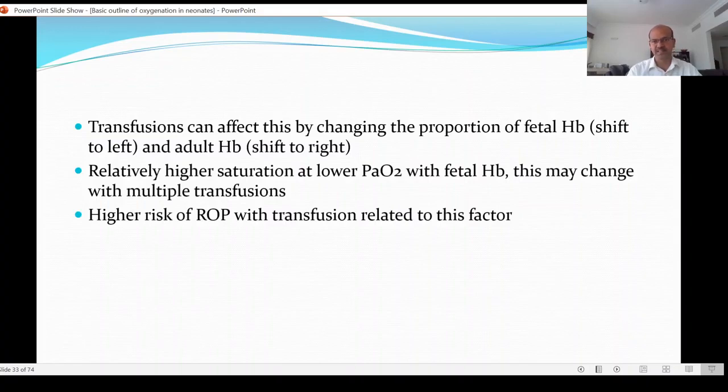However, if you use a range which is reasonable, if it comes to the lower edge of the range after transfusions, you accept that. There is a higher risk of retinopathy of prematurity with multiple transfusions, and this is related to this hemoglobin binding factor, how easily it's released to the tissue. So the fluctuations that happen leads to fluctuations in the vascular endothelial growth factor levels, and that leads to a higher risk of ROP.